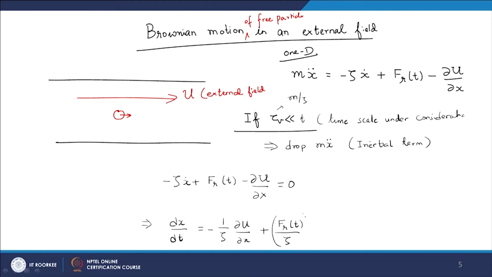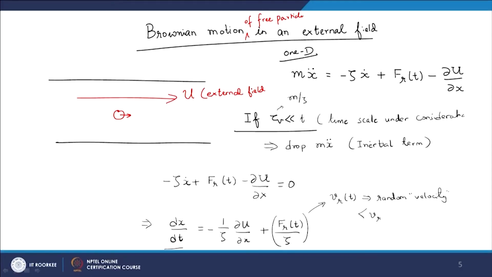this particular quantity f_R by zeta will have units of velocity, because we have a velocity here. So, I would call it the random velocity that we impose, because anyway zeta is a constant here, and then I have a term coming from the external field that is present in the system. So, now this v_R(t) satisfies similar relations as f_R(t) does.